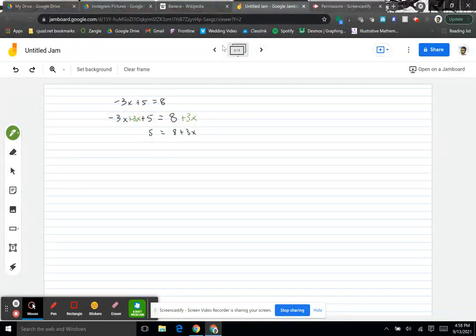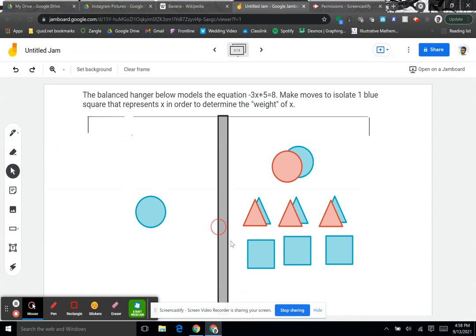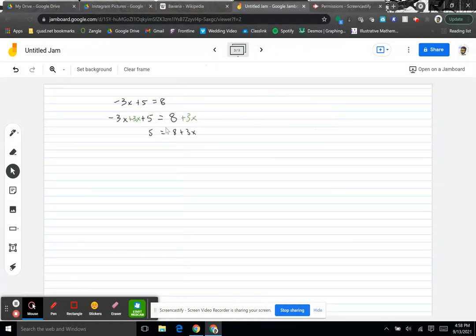So now we can write the equation that we have. I actually forgot to add 3 red triangles to this side as well, though. We'll have 3 red triangles over here, 1 red circle over here. So whatever we do to one side, we have to do to the other side. All right, and now this hanger is balanced again. I had unbalanced it when I added to this side, so I had to keep it balanced by adding to that side.